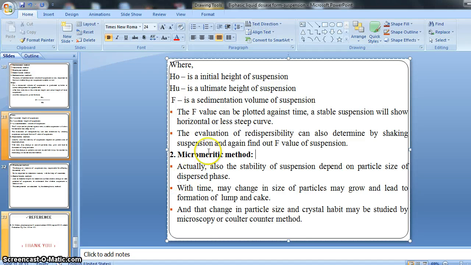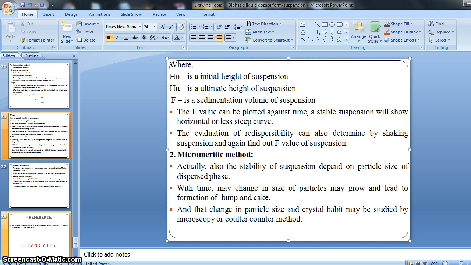So our next method is the micromeritic method, right? As with the sedimentation method, we can also determine the stability of our suspension by the micromeritic method. As I said, particle size plays a very important role in obtaining a stable suspension, right? The particle size of our dispersed phase, that is our solid materials. So particle size plays a very, very important role.